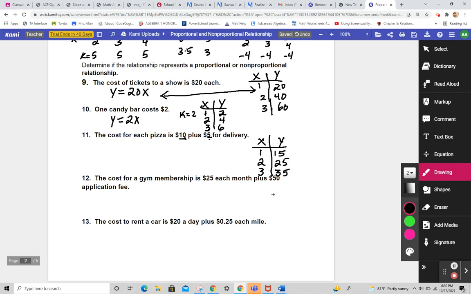Now, 15 divided by 1 is 15. 25 divided by 2 is 12.50. Okay, do you see this is not going to give us a proportional relationship, because every time we divide y by x, we get something different. Okay, so this is not proportional.